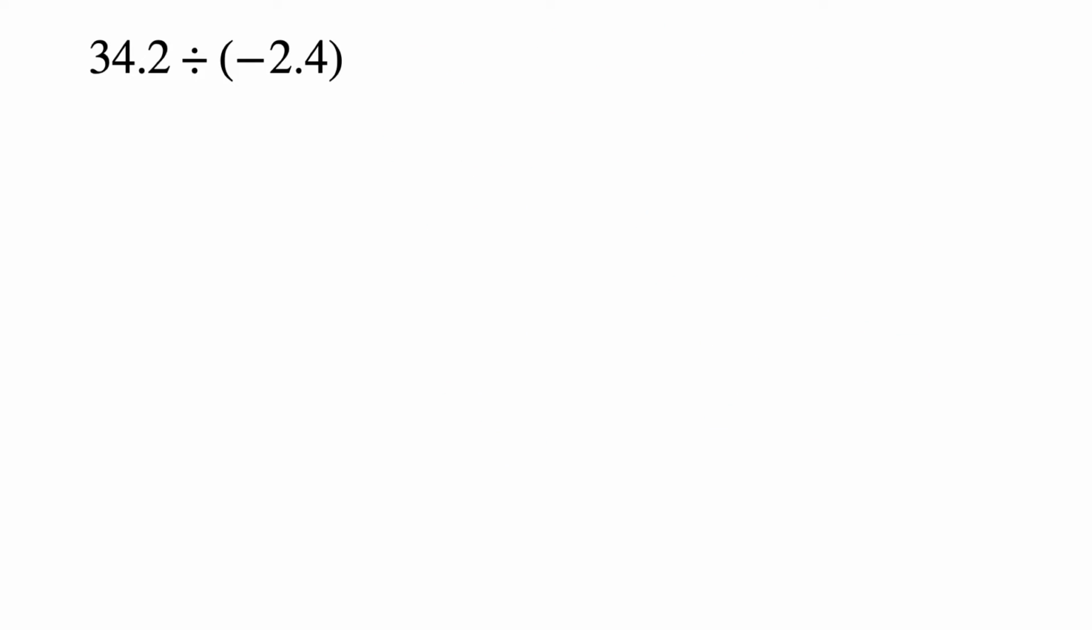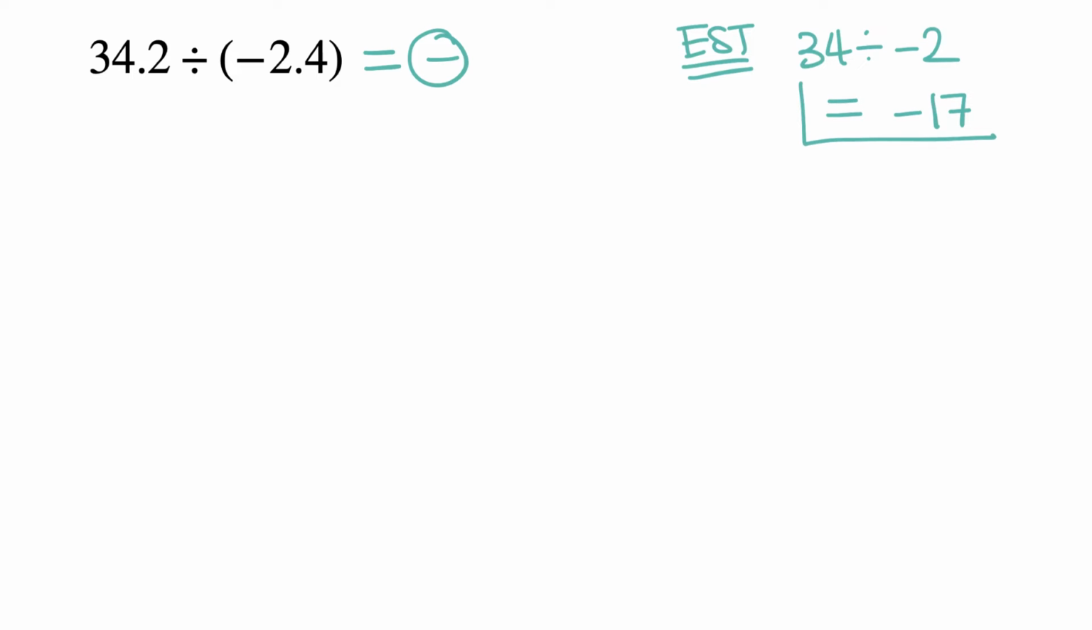So here in our second example, we've got 34.2 divided by negative 2.4. So we know that we have a positive number divided by a negative number, which means that our answer will be negative. Next thing we want to do is estimate, and we've got 34 divided by negative 2, which is going to be an estimate of negative 17. So now that I know my estimate, we can set up our problem.